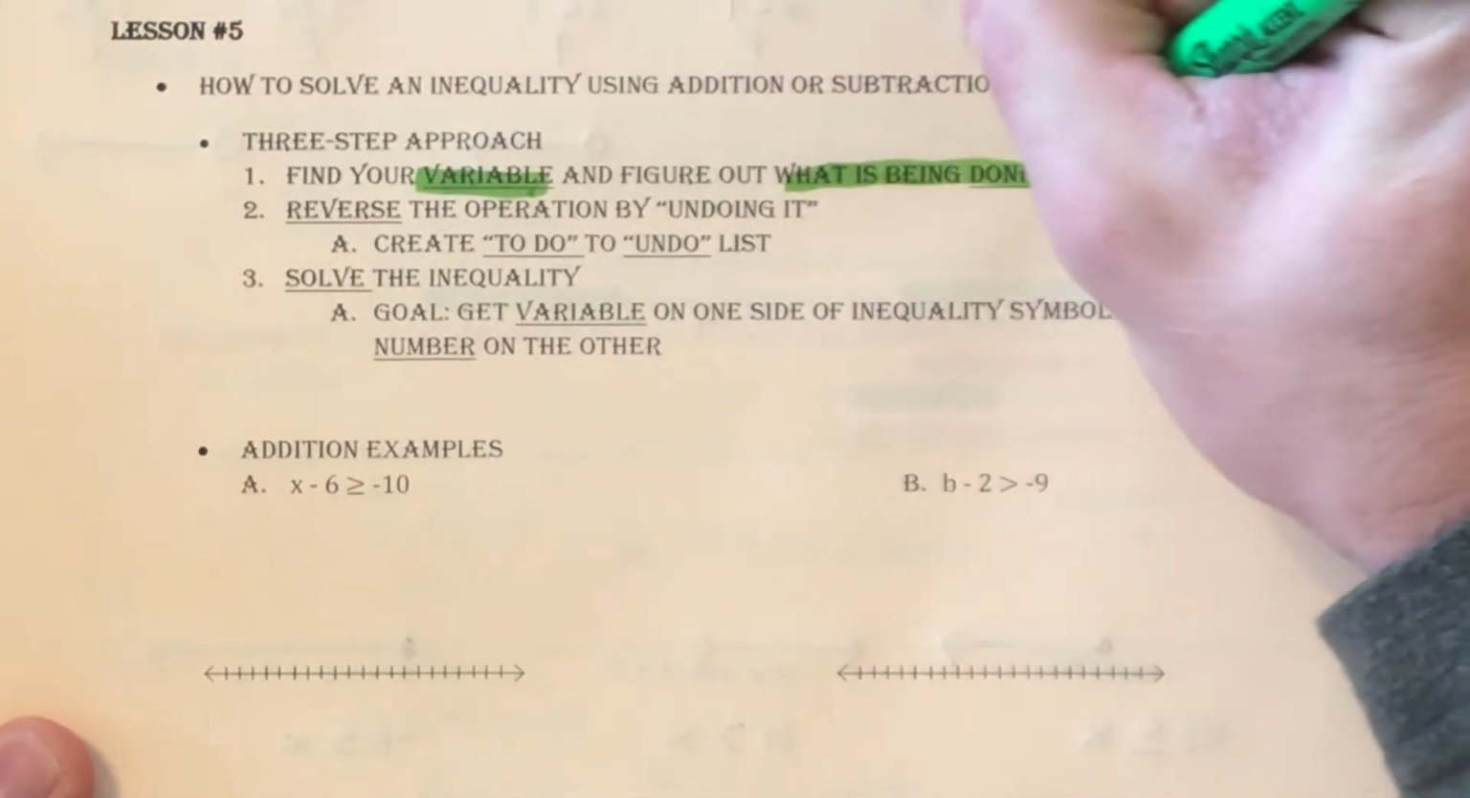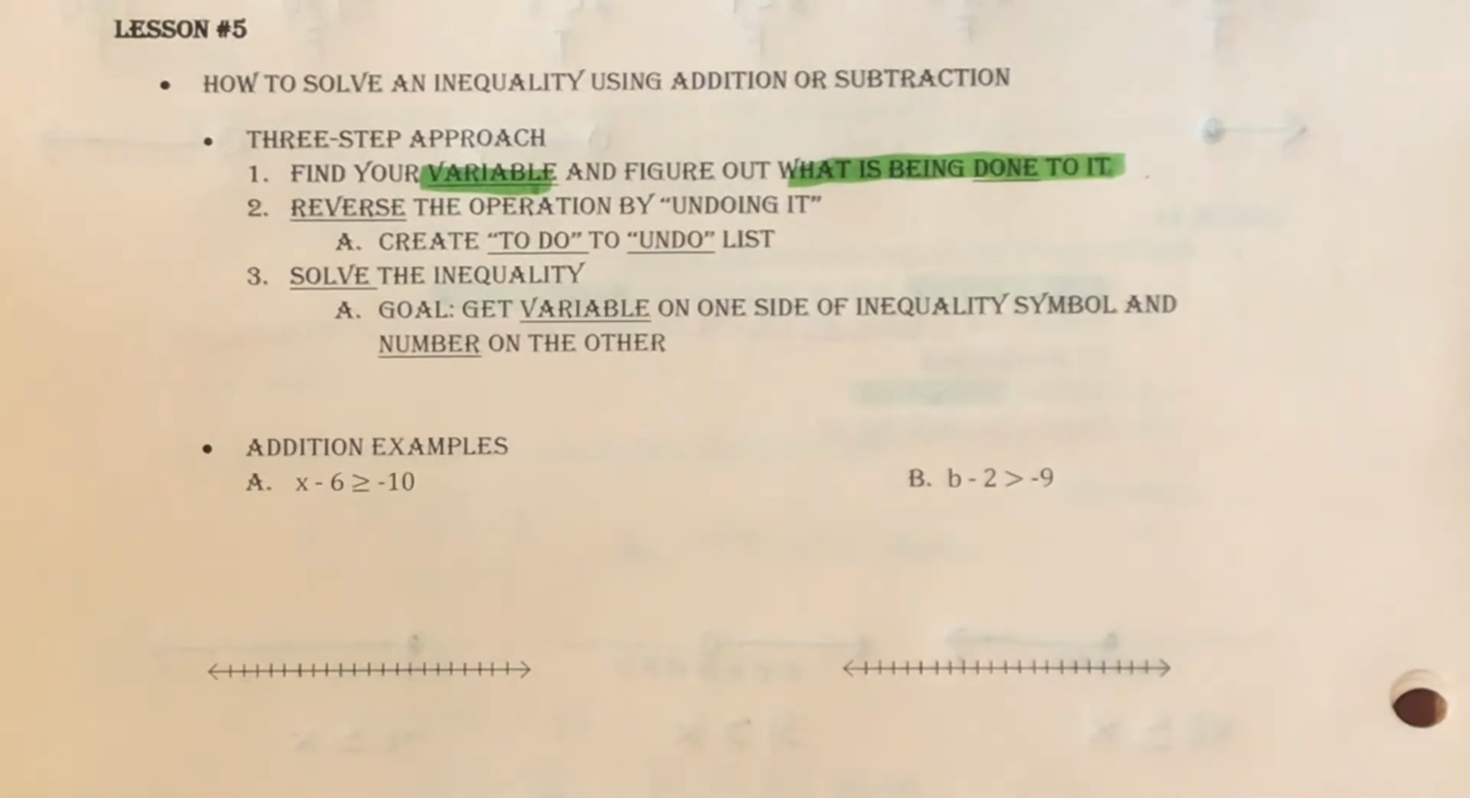it. Right, this is really similar to the exact same method that we followed when we were solving linear equations. You've got to find that variable, figure out what's going on with it. Is it being added, subtracted? Is something multiplying it? Is something dividing it? All of that stuff that we look for. So that's our first step.